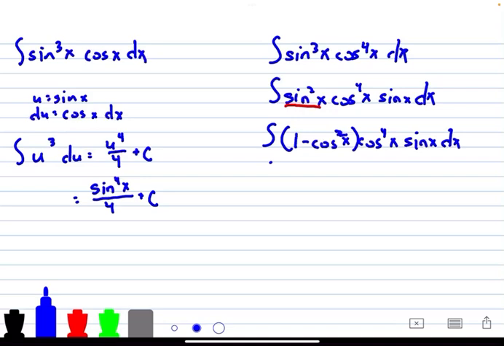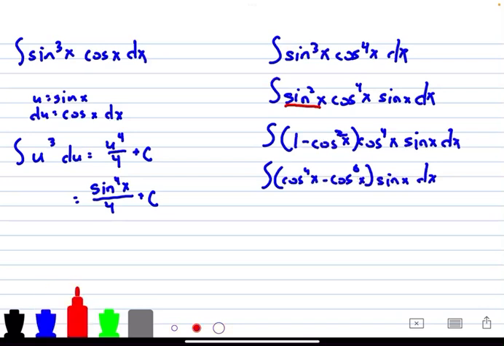Okay, so now on this next line, once again, we just have to use our distributive property. So 1 times cosine to the fourth is cosine to the fourth minus cosine to the sixth times sine x. Okay, now we've done everything we could do, but we also have sine to the first power. Remember what we said, if it's not seen, the 1 is not visibly there, it's understood to be a 1. We've gone as far as we could go here. So now we know it's time to use u substitution.